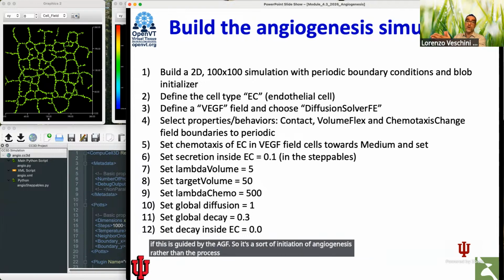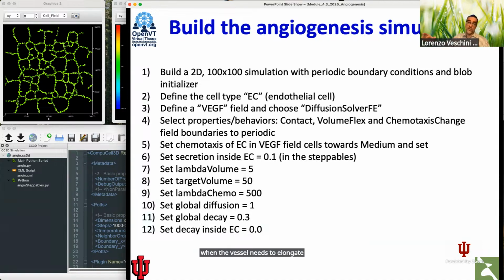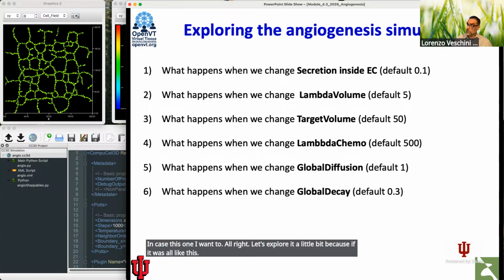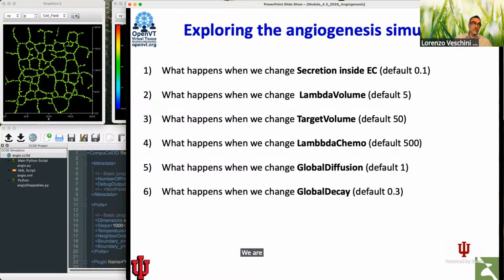So it's a sort of initiation of angiogenesis rather than the process. When the vessel needs to elongate, they will need to proliferate, and there is a whole process that we don't model here. Let's explore it a little bit, because if it was all like this, okay, we're done. It's also so good. We accidentally found the perfect parameters that repeat an in vitro experiment. And we might ask if that is actually true, but we will ask this question in the next slide.